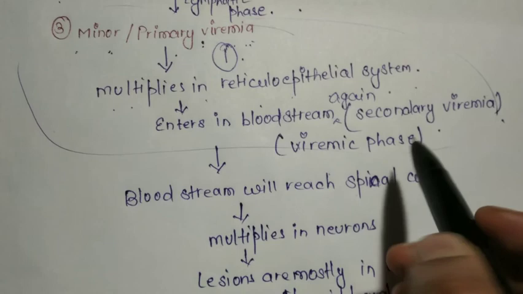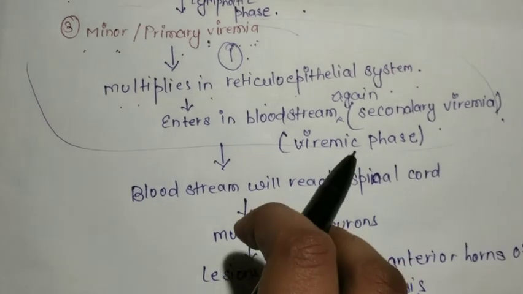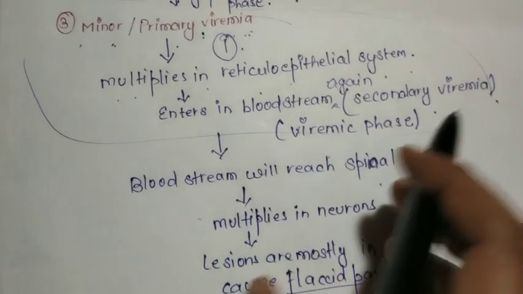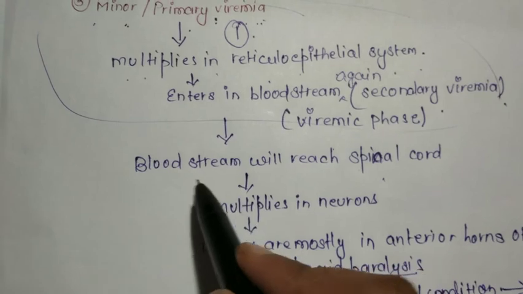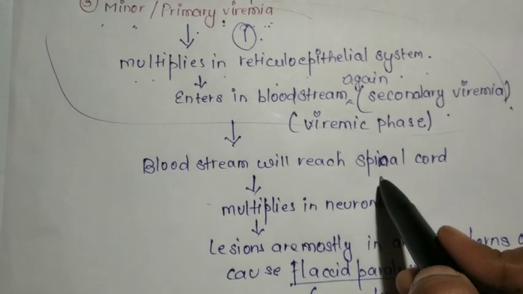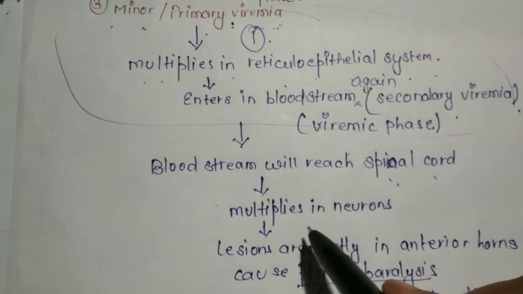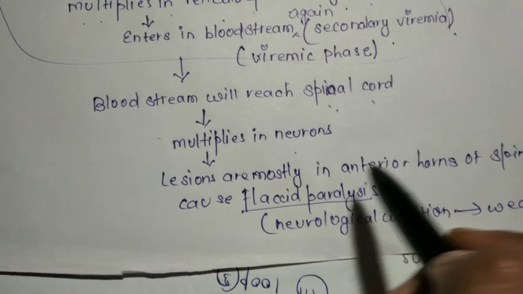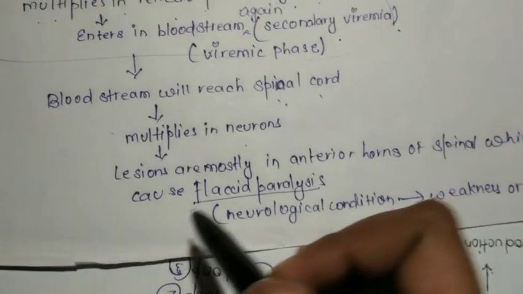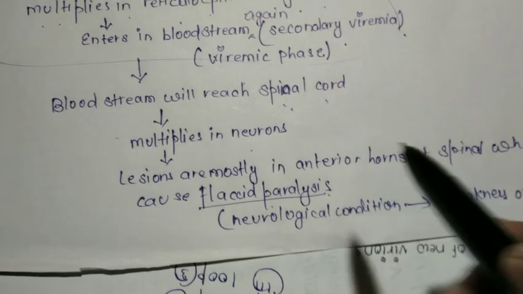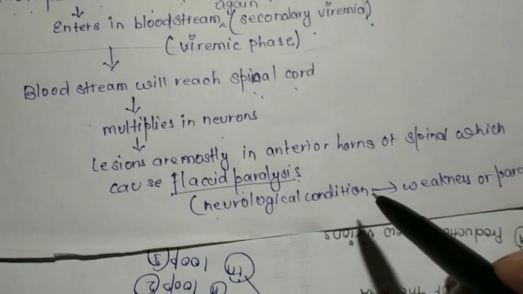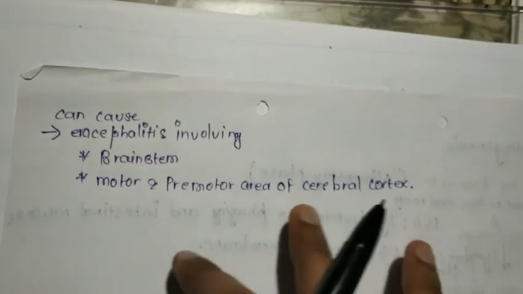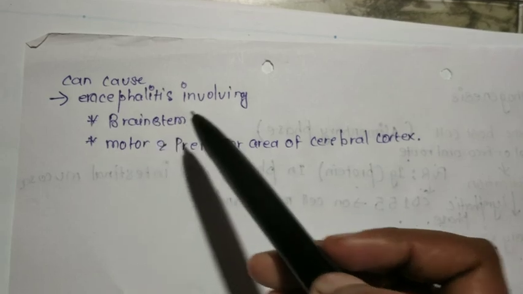Once they pass through the secondary phase, they reach the spinal cord by the bloodstream or directly, but mostly through the bloodstream. After reaching the spinal cord, they multiply again in the neurons, and the lesions are mostly in the anterior horns of the spinal cord, which cause flaccid paralysis. This is a neurological condition where we can see weakness or paralysis of the respective parts, and that may also cause encephalitis, which involves the brainstem.